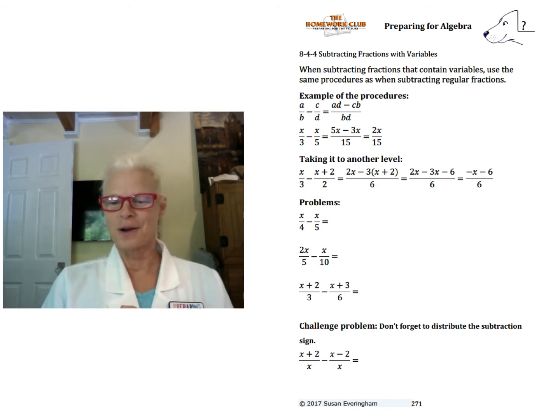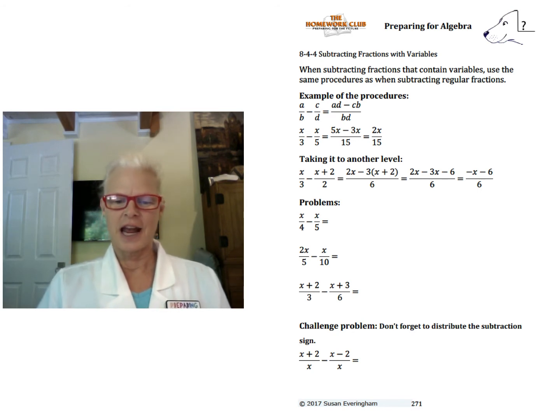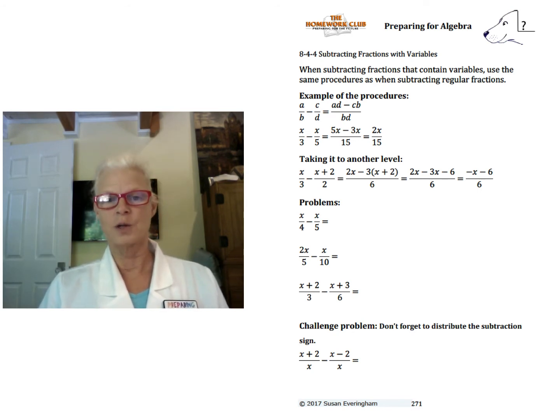So I know the numbers don't end up looking perfect, but these are just expressions. Go ahead and finish the 3 problems. You also have a 4th challenge problem, and good luck. And we'll move on to multiplication and division.